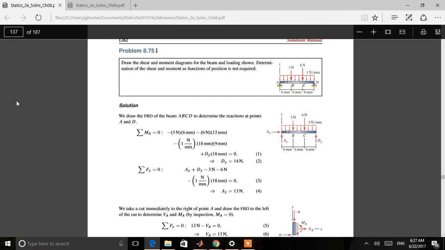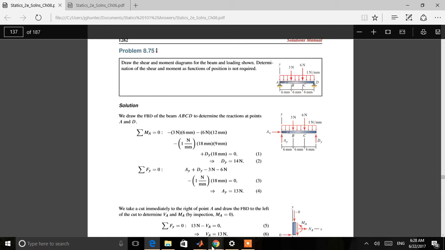So to start out, I want to show you an example from the statics textbook, problem 875. I'm a TA, so I have access to these solutions. So they have a simply supported beam with 3 newtons acting at 6 millimeters, 6 newtons acting at 6 millimeters, and a 1 newton distributed load.